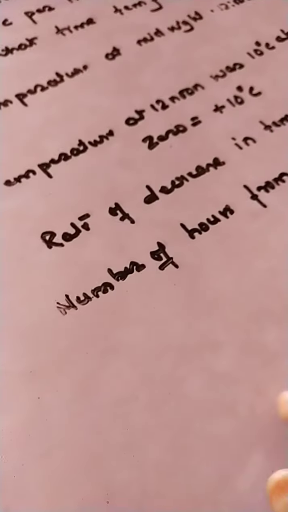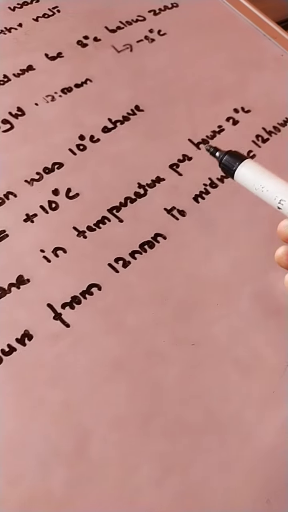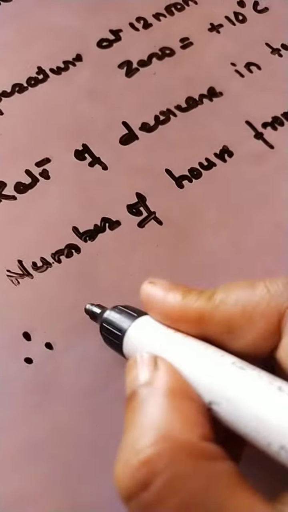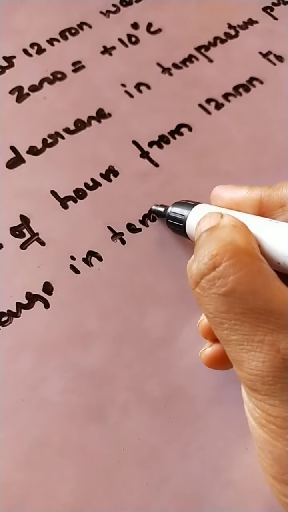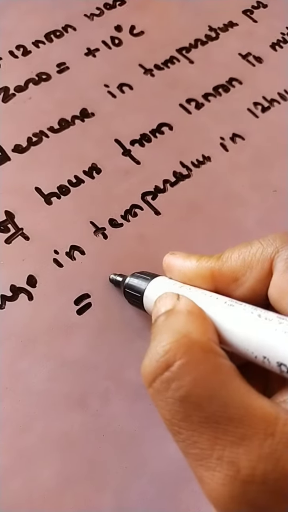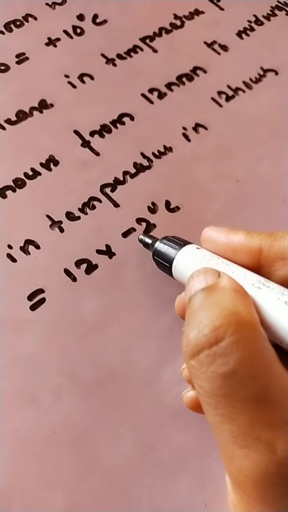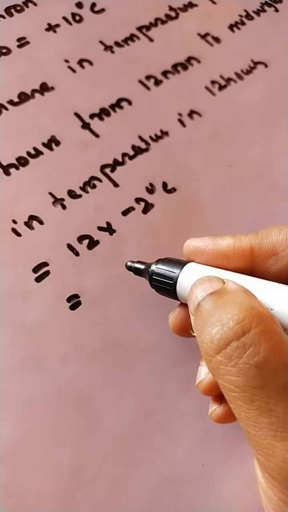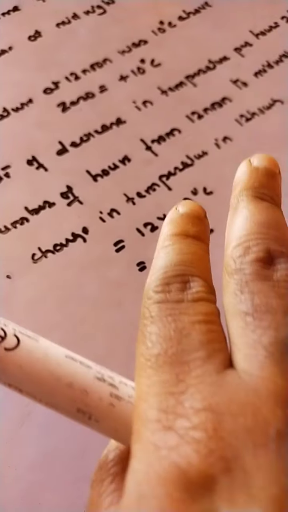12 hours, isn't it? Therefore, if the rate of decrease in the temperature per hour is 2 degrees Celsius, then the change in temperature in 12 hours would be 12 times minus 2 degrees Celsius. Why have I given this minus sign? Because this minus sign shows that it is decreasing. So the temperature will decrease by 24 degrees Celsius. Minus 24 degrees Celsius it will fall.